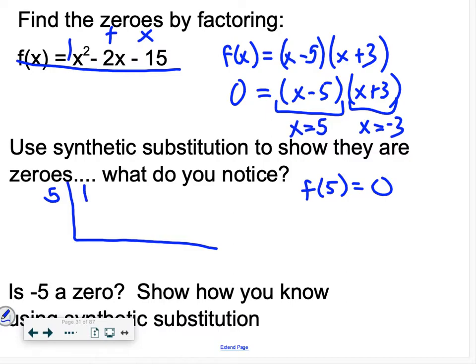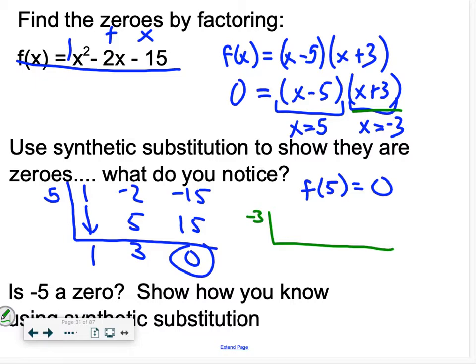With synthetic substitution, we put the coefficients in here. We bring down the first term, we multiply, we add, we multiply, and we add. Look at that. We get 0. If I did the same thing with the negative 3, I bring down the 1, I multiply, I add, I multiply, and I add. I again get 0.